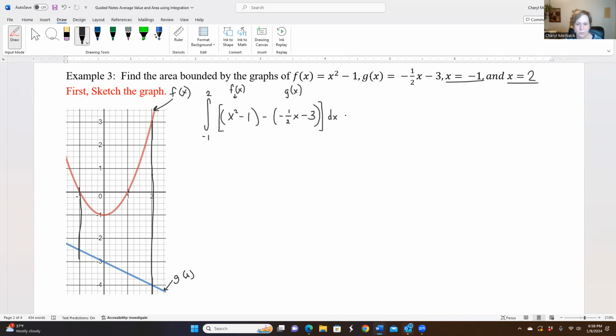We're going to clean this up before we integrate it. My x squared can remain first, and then I'm going to write it in descending order. So the negative 1/2 x is being subtracted, so it will become a positive 1/2 x. And then we have a minus 1 minus a negative 3. So that's really a negative 1 plus 3, which will give us 2. So this is actually the function we want to integrate.